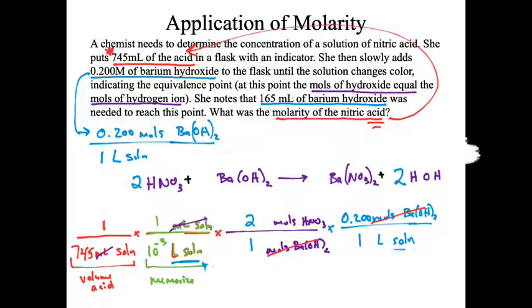I've got moles of nitric acid per liter of my nitric acid solution. That looks pretty good, except I also have the liters of barium hydroxide, which means I need to get rid of that. Do I have the liters of that solution? No, but I have milliliters, which means I can do milliliters to liters. 10 to the minus 3 per 1 milliliter. Right? Now I need to cancel the milliliter unit.